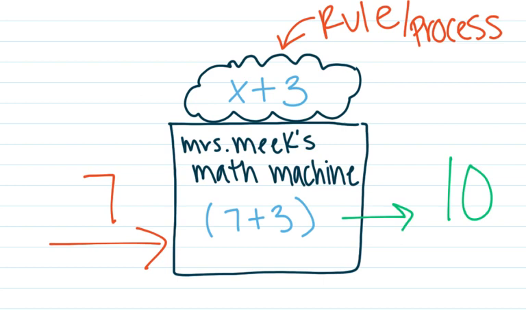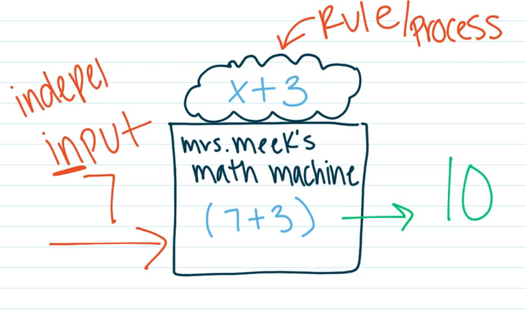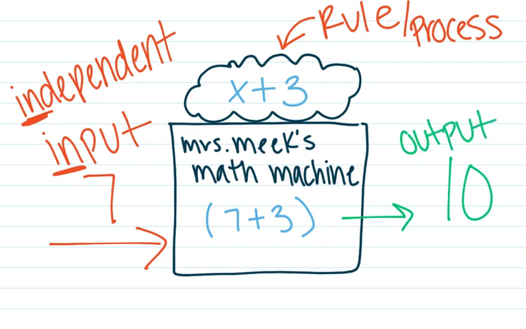Now, what's really cool about this is that our input and our output have different names. So the number that we plug into the machine is called the input. It is also called the independent quantity. So again, easy to remember, a lot of ins there, okay? Independent. The number that gets spit out of the machine, our answer, is called the output. It is also called the dependent quantity.